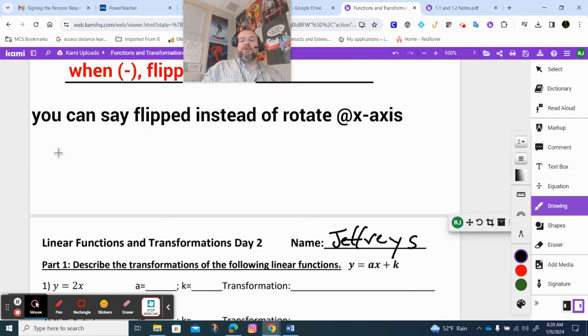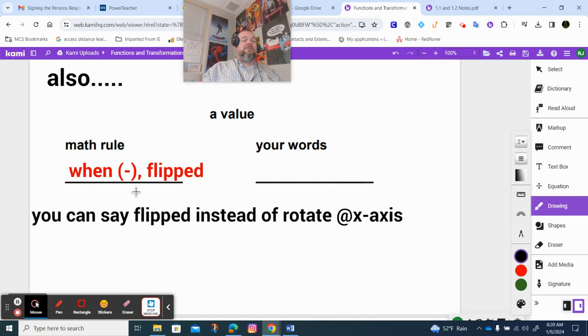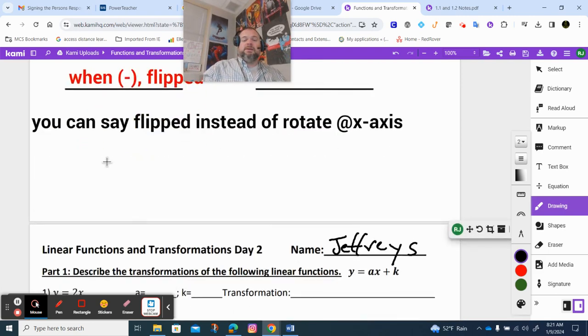Also, if you say flipped, I think we should also say flipped, because rotate the x-axis takes too much time. Flipped is fine with me.